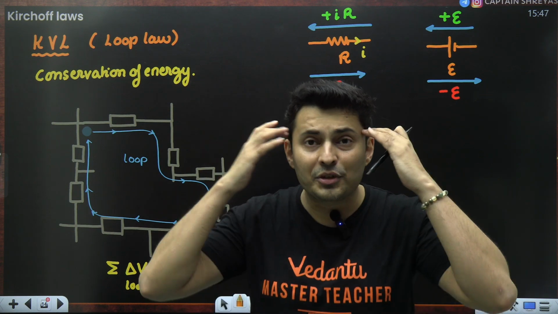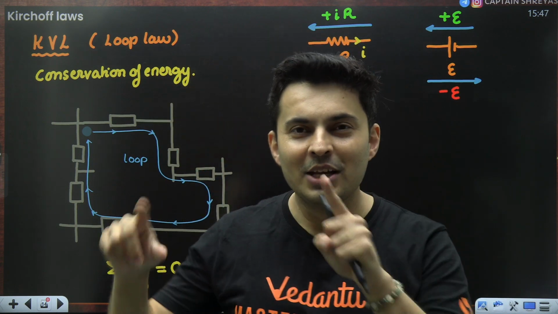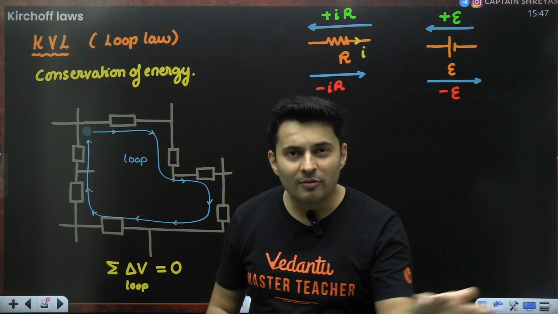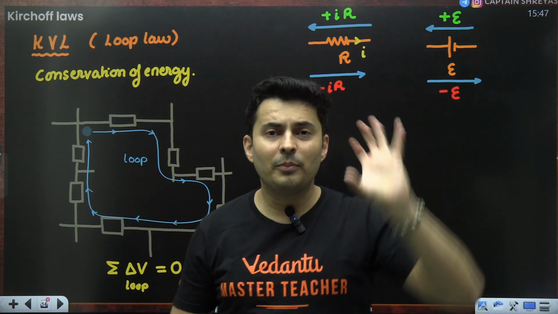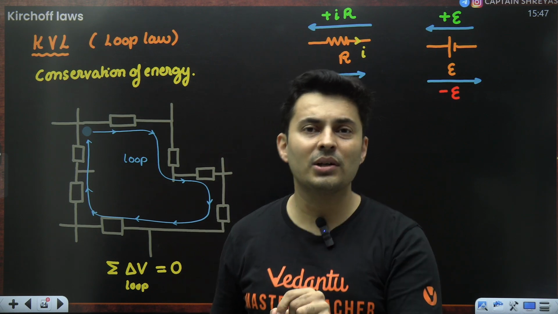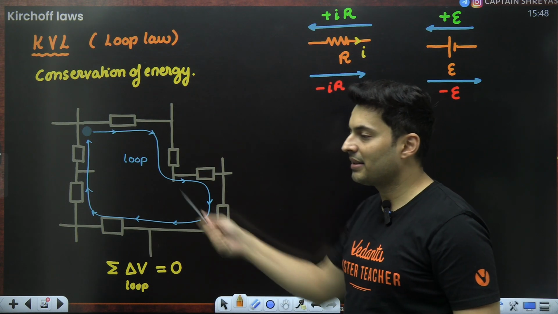And volts is actually joules per coulomb. 1 volt is defined as 1 joule per coulomb. So you can see energy is there in that expression. So if you gain 100 joules per coulomb while going this way, you should lose 100 joules for that 1 coulomb when you come back to the same point. That's why this law makes sense.